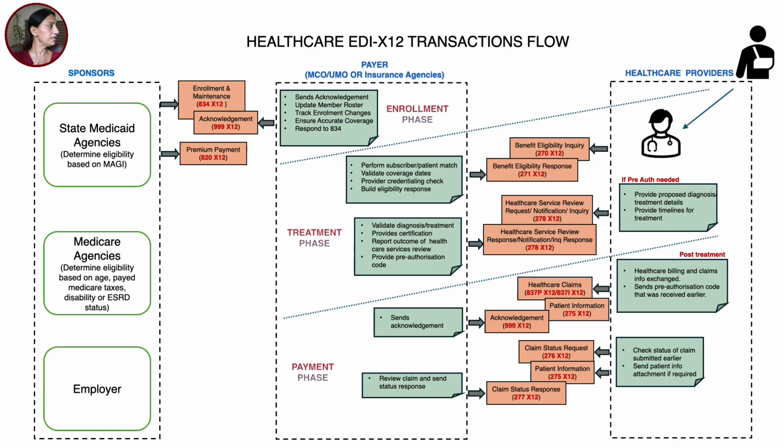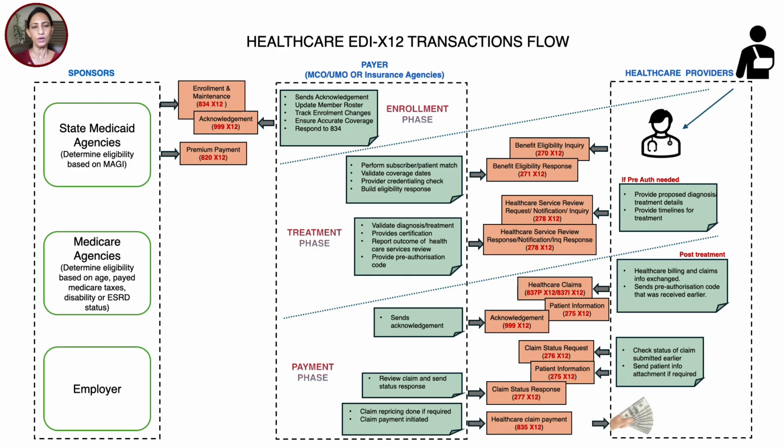Once all that information has been exchanged, that is when, if everything falls in place, the payment will be initiated, and the payment information from the payer to the provider goes in the form of a 835 X12 file, which is the healthcare claim payment. 835 X12 will carry the payment details about how that payment has happened and what all services have been paid for or not paid for, and then the provider receives the payment for the treatment that has been provided to the patient.